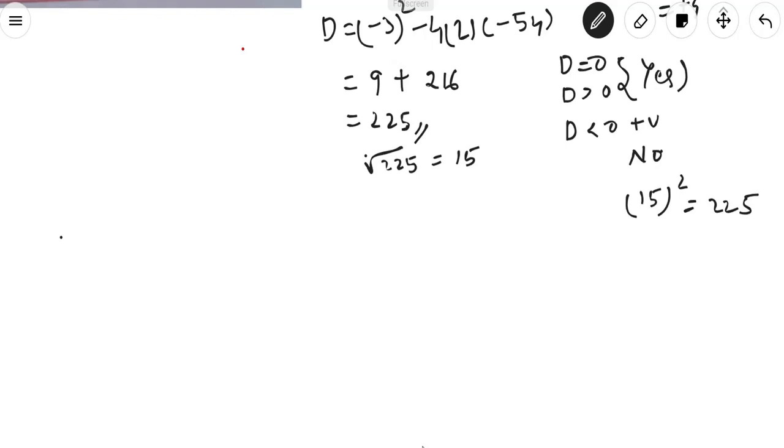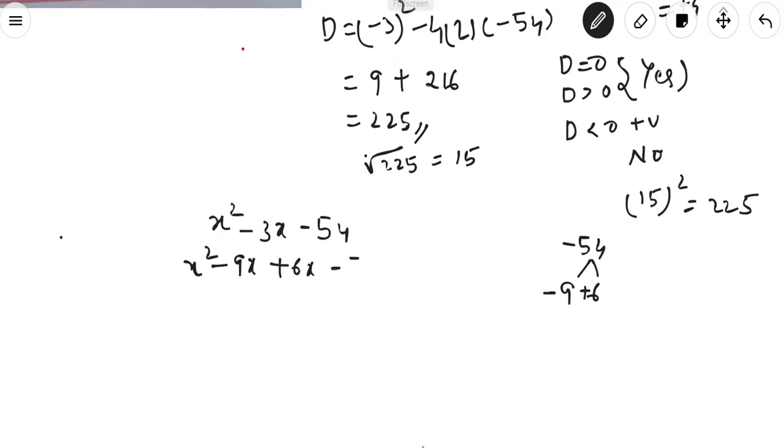So what is the equation given? The equation given is x square minus 3x minus 54. Minus 54 means what are the factors here? 9 and 6. As in the middle it is minus, so this one I'm going to take minus and this one I'm going to take plus. So this becomes x square minus 9x plus 6x minus 54.